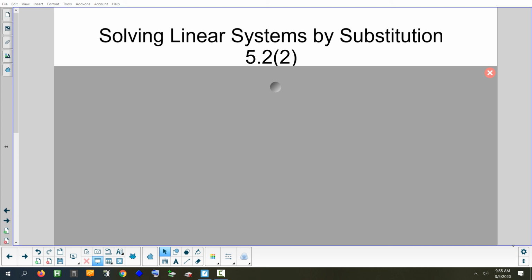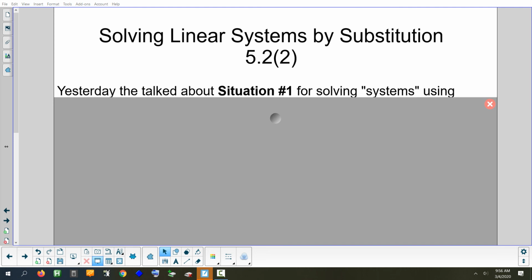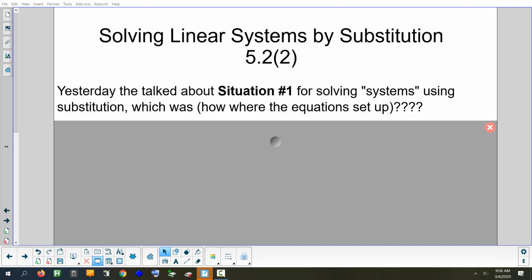Okay, so last part of 5.2 we'll look at right now, still on substitution, and most of the steps are going to be exactly the same. So yesterday we went over situation 1, okay? So situation 1, the equations always had something for you right away. And we just talked about it.